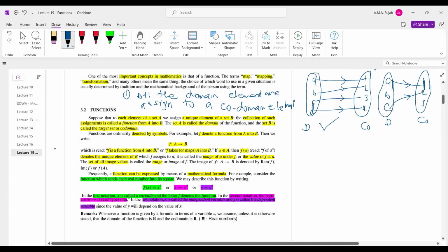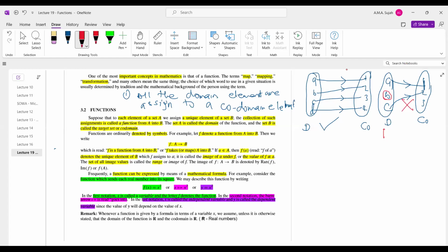This is not a function. Why am I saying this is not a function? The domain element B is not assigned with any element in the codomain, right? So in a different way I can say all the domain elements must have an image. Here B is a domain element, and it doesn't have any image. It is not assigned to any codomain element. So we can say this is not a function. The important thing is that you need to write the reason for that.